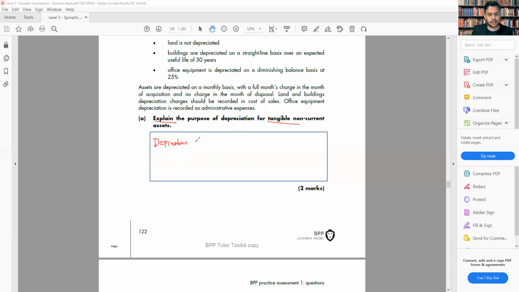Depreciation is the method of reducing the value of the non-current asset. Now we need to state the purpose, in order to match the expense according to the accrual concept.